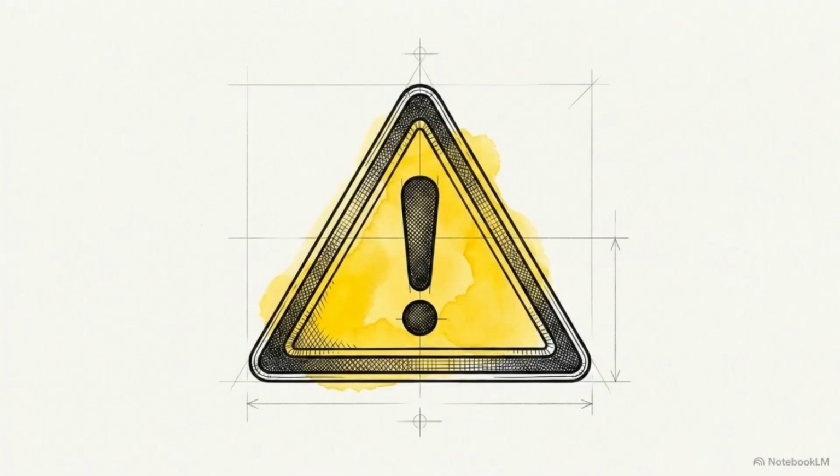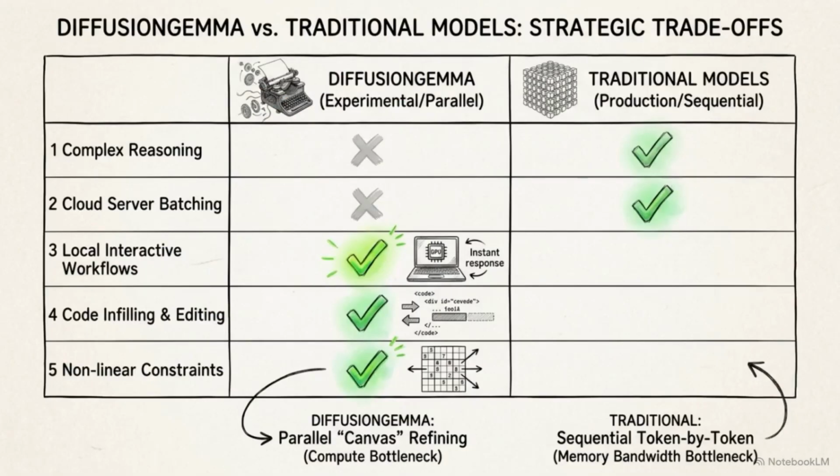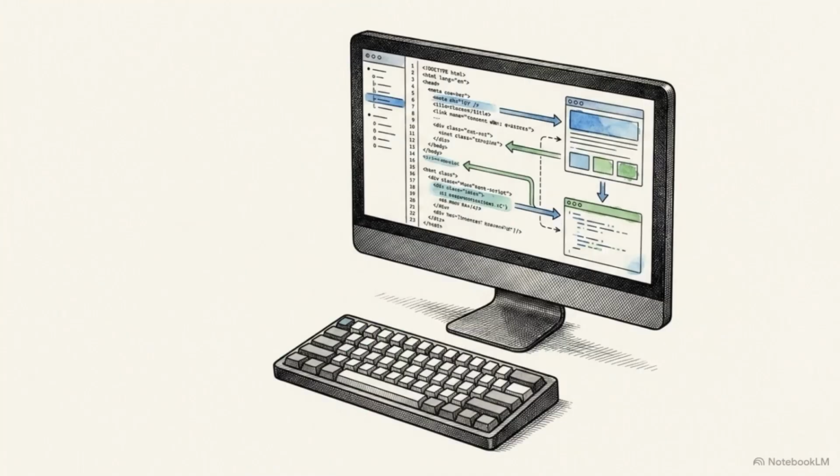However, Google issues an explicit warning with these numbers. DiffusionGemma is an experimental preview. It is not designed to replace foundational production architectures like Gemma 4. This matrix highlights the divide. DiffusionGemma struggles with deep reasoning and falls behind in massive cloud server environments. But it dominates specific edge cases, excelling at local interactive workflows, real-time code infilling, and nonlinear logic constraints like solving Sudoku puzzles. It is a precision tool, highly optimized for instant responsiveness in single-user environments, trading deep analytical reasoning for high-throughput generation.